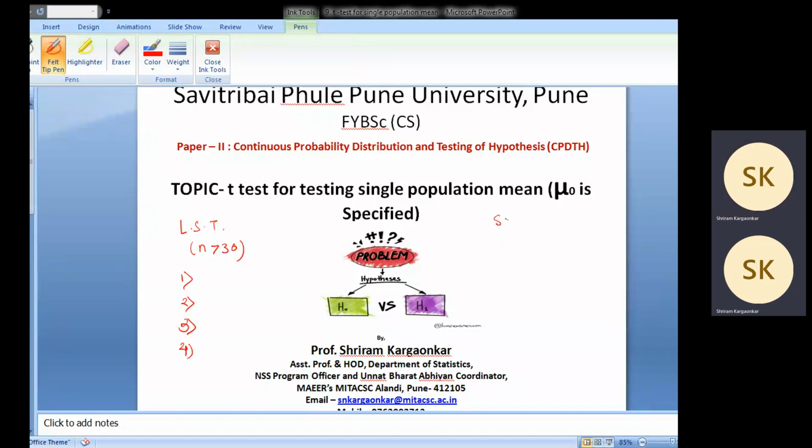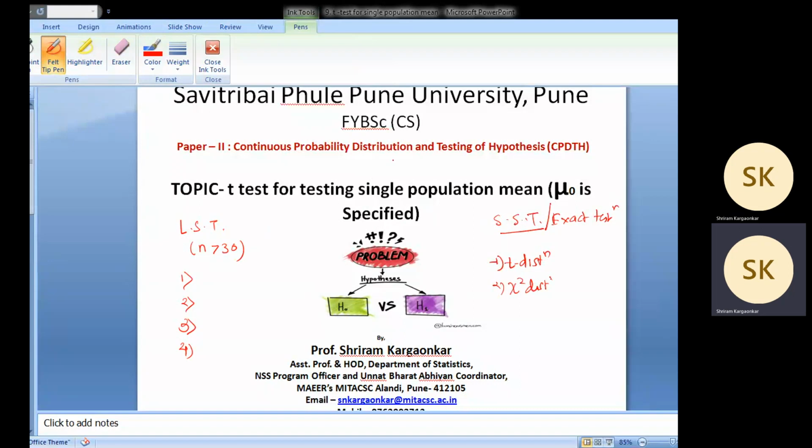Now, this is a part of the small sample test. Small sample test is also called the exact test because it has a particular distribution. These tests are based on the following distributions: t distribution, then chi-square distribution, and the third one, F distribution. One by one we will study all the distributions and their tests.